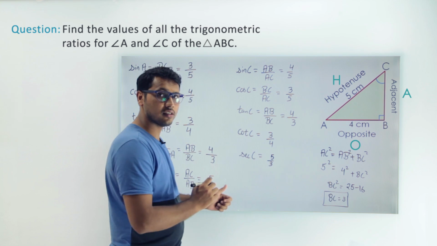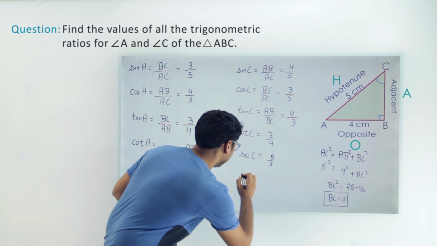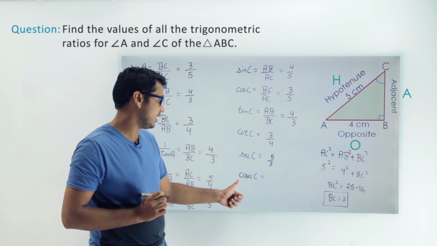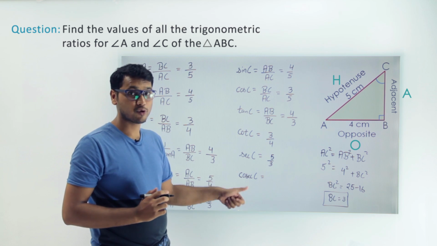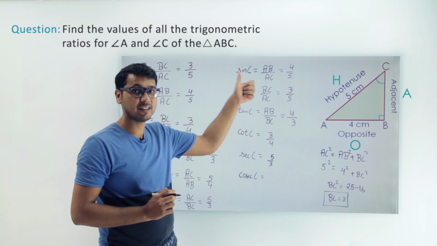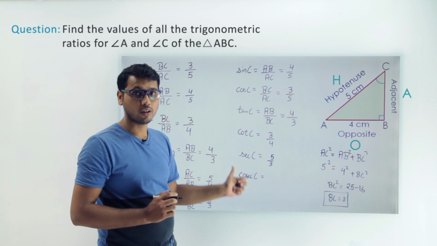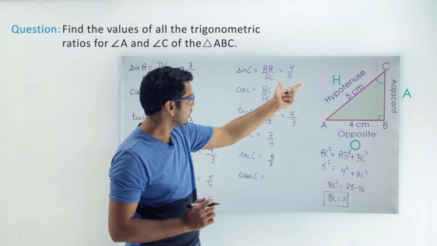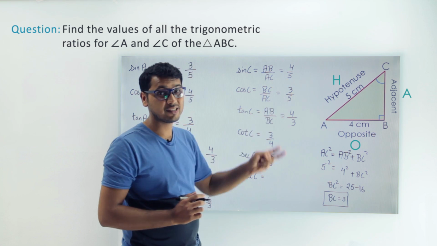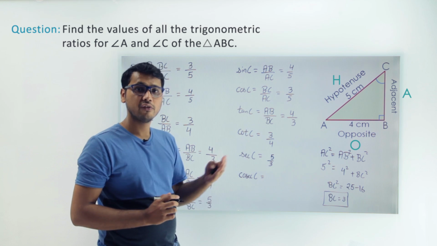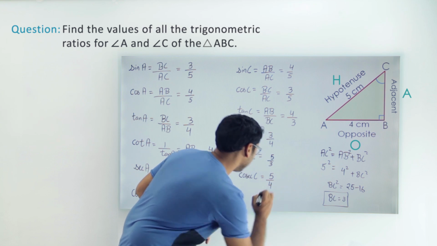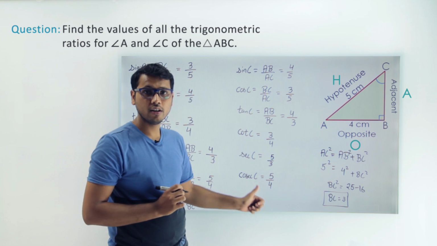The last trigonometric value is cosec C. The value of cosec C we can find by reciprocating sin C. So the reciprocal of sin C is equal to cosec C. All you have to do is take the reciprocal of this value, which is 4 by 5. The reciprocal of 4 by 5 is 5 by 4. So the value of cosec C will be equal to 5 by 4.